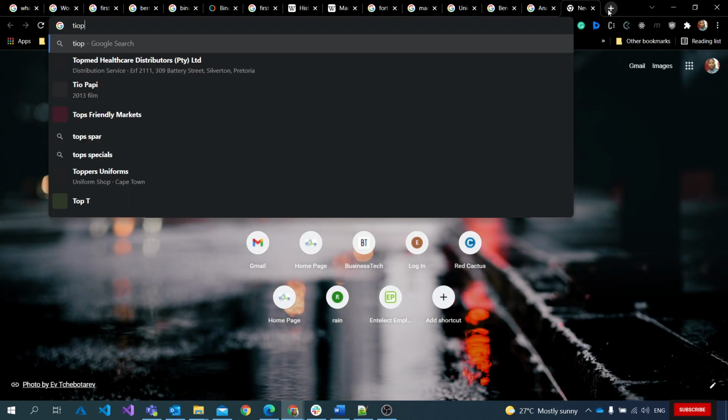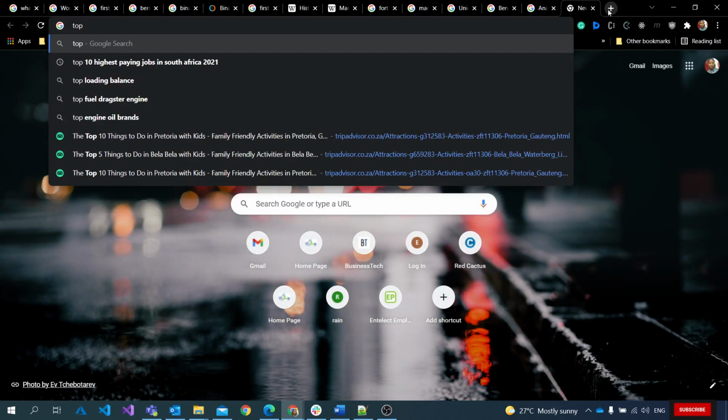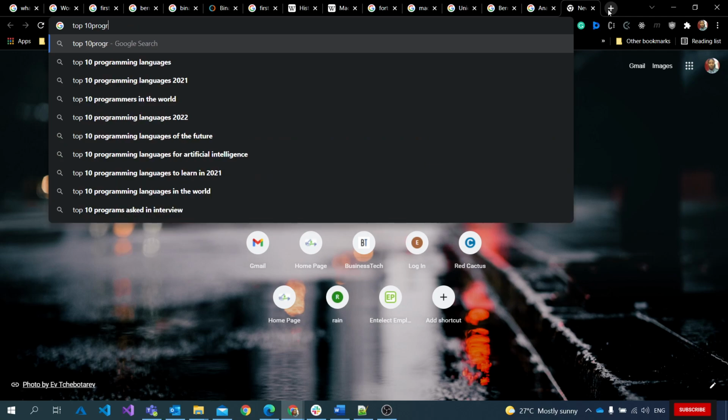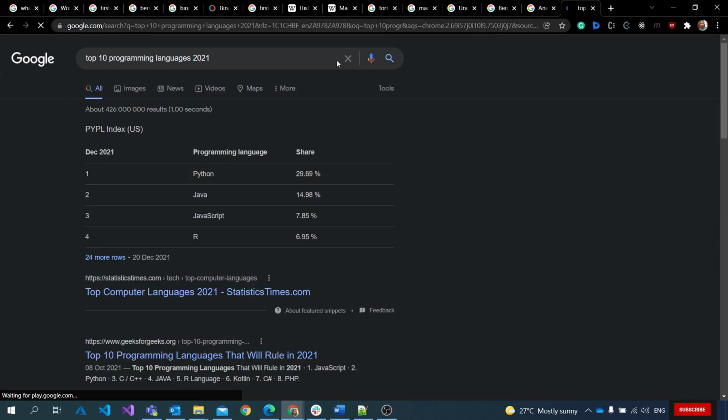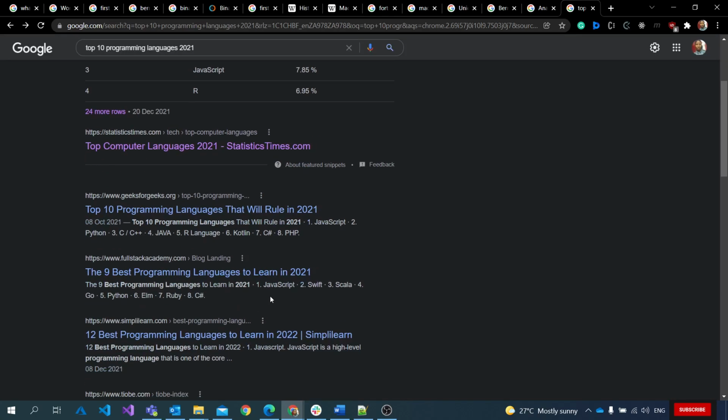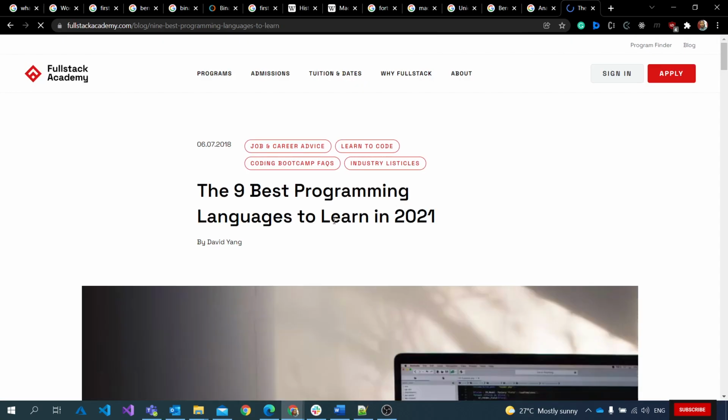Let me just say top 10 programming languages 2021. Just see. So there it is. I don't know who created this. That's statisticstimes.com. Never seen this report before. Okay, cool. My thing is blocking that. Then there's that one.